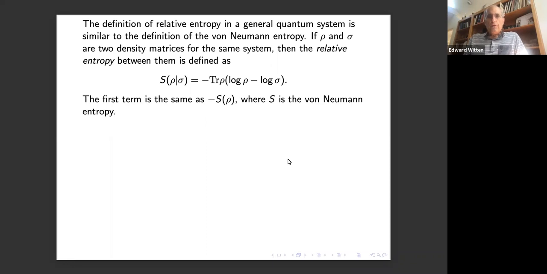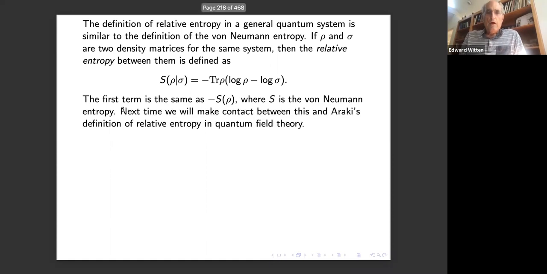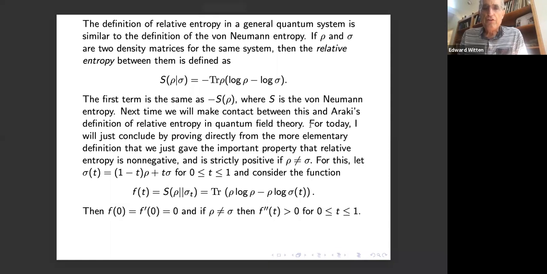So if you have a quantum system with density matrices rho and sigma, what's called the relative entropy between them is defined by this formula, except I just realized I have the minus sign wrong there. That should be plus. So the first term is just minus the von Neumann entropy of the system rho. And as I said at the end of yesterday's lecture, we're going to make contact between this and Araki's definition of relative entropy. And then I actually concluded yesterday by sketching why relative entropy is positive. Here I got the sign right.